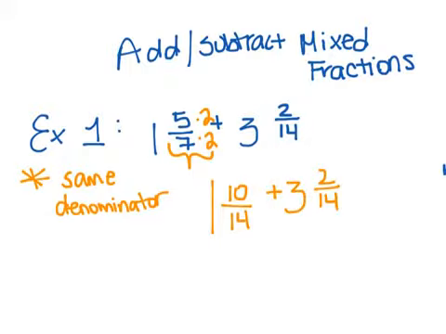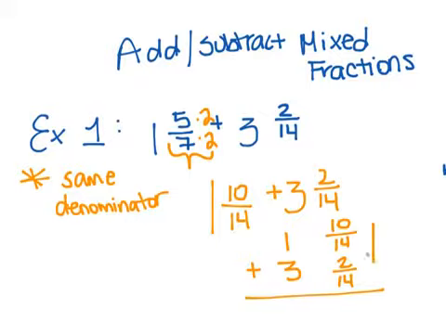Now when you're adding these guys, I actually want you to set this up as if you were adding regular whole numbers, keeping in mind place value. In this case, I have my whole numbers here, and then I'm going to go ahead and write next to it the fraction part. And I'm going to add just as if I was adding regular numbers. I'm going to add the fraction part first and then my whole numbers. 10/14 and 2/14 gives me 12/14, and a positive 1 plus a positive 3 gives me 4.